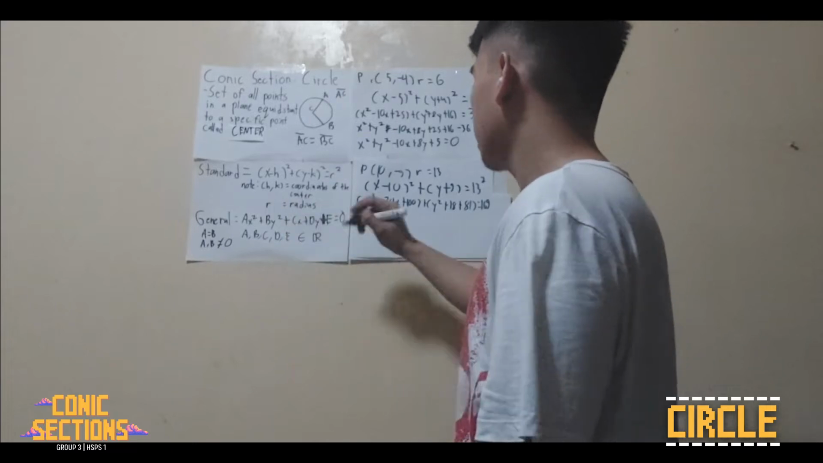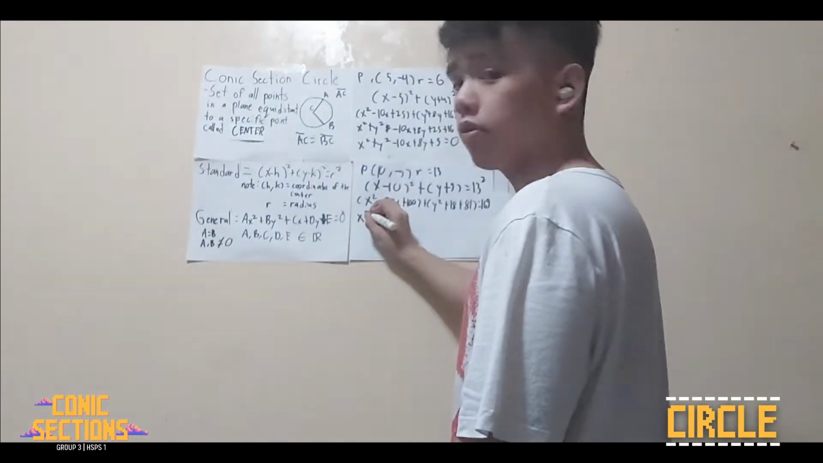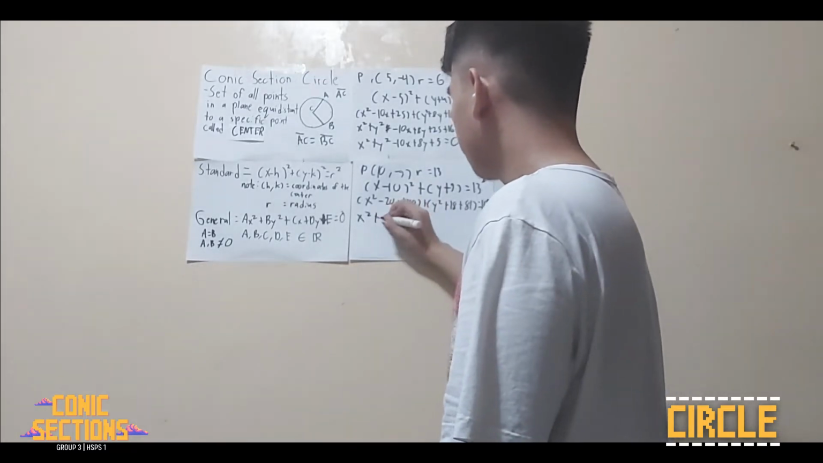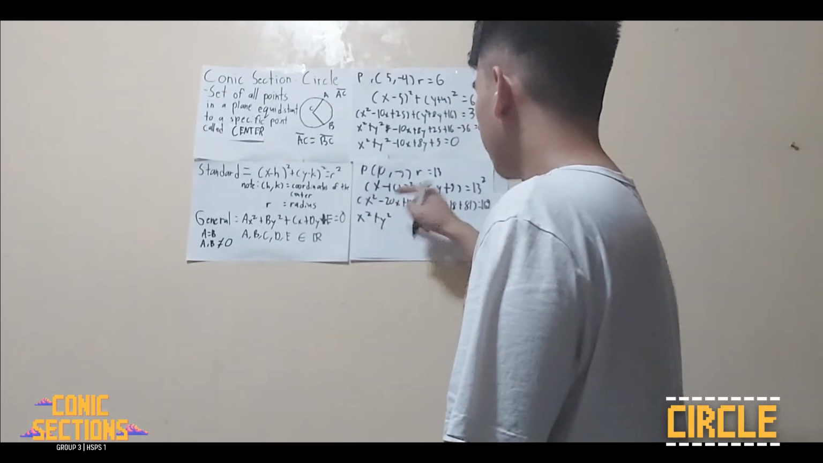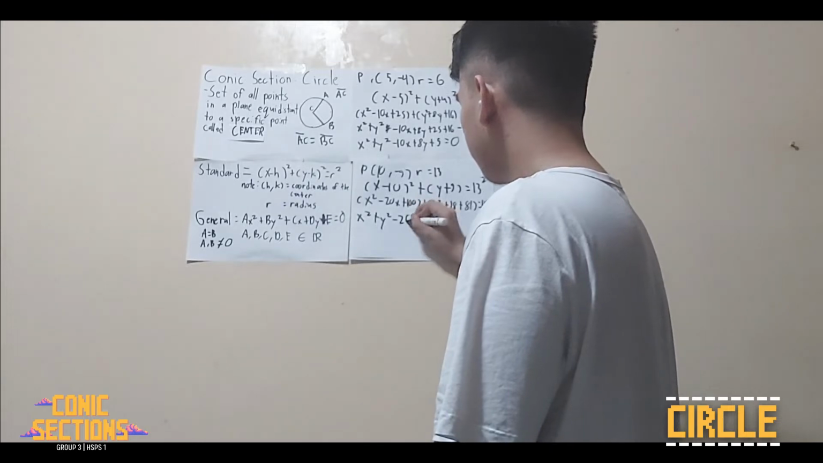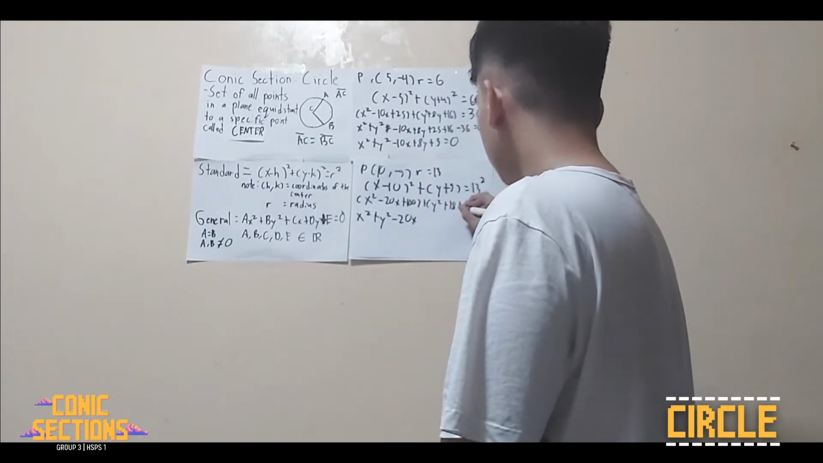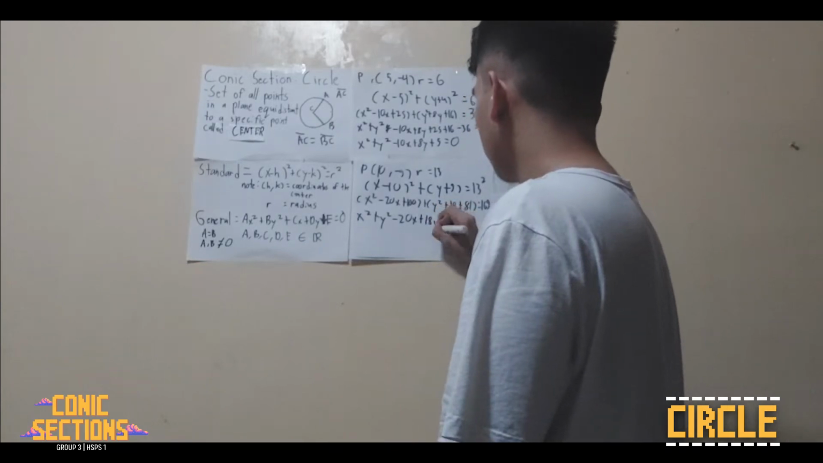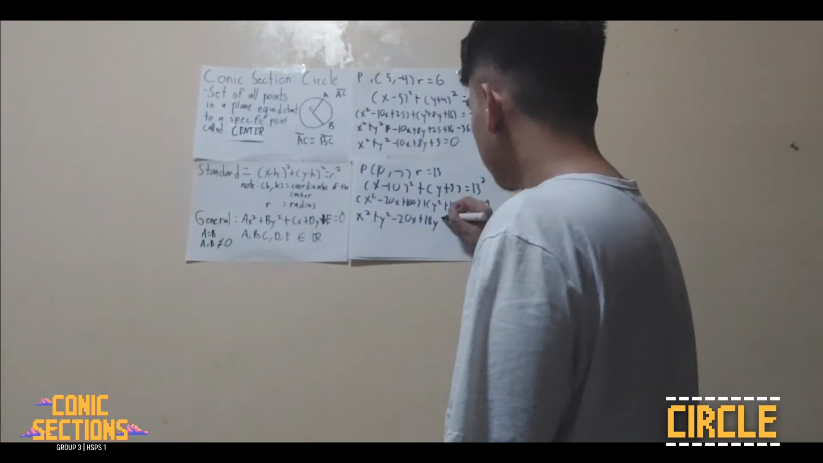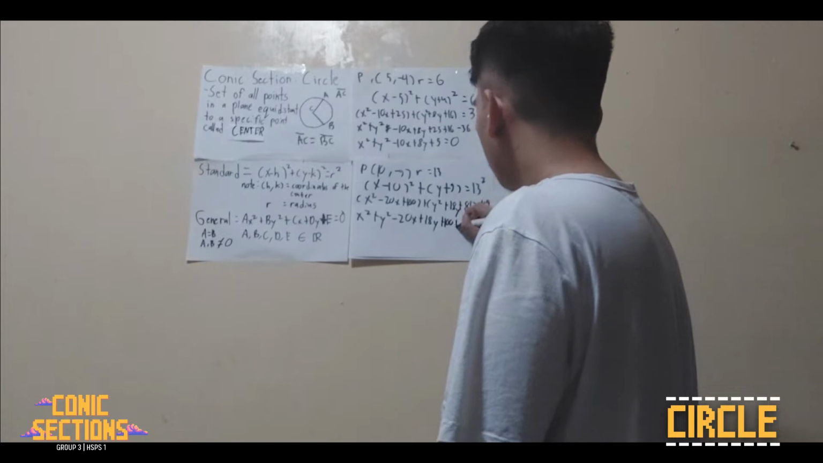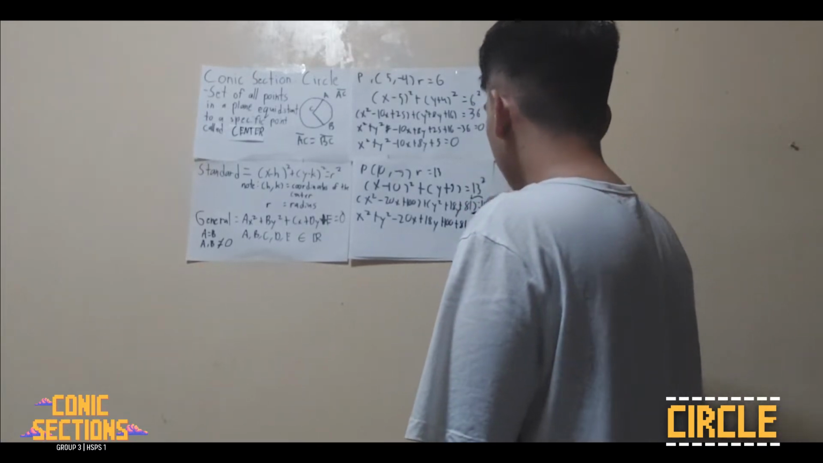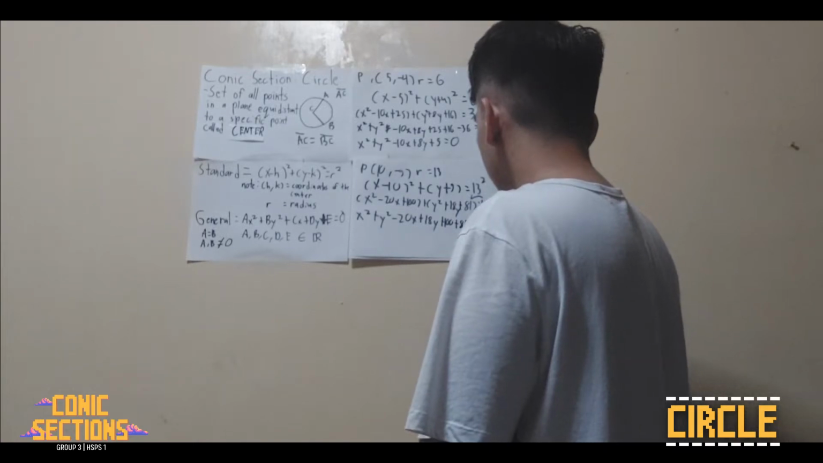So we copy this format. So x squared plus y squared minus 20x plus 18y. And now we do this, plus 100 plus 81. This transfers here, so it becomes negative 169.